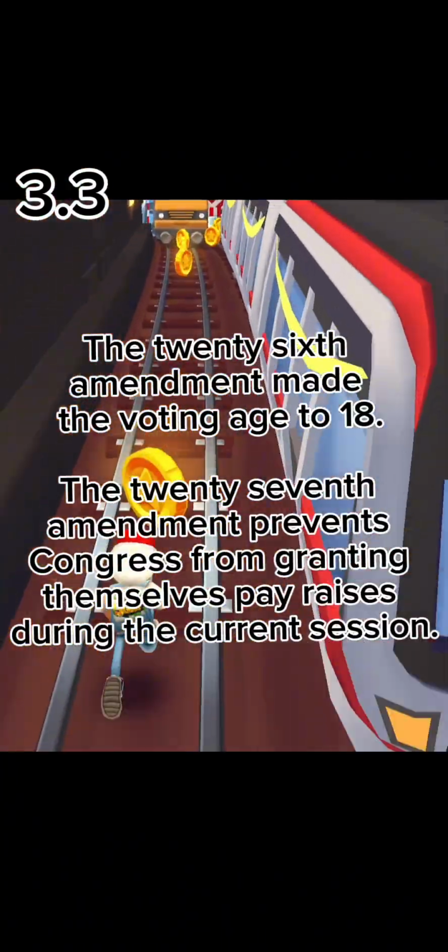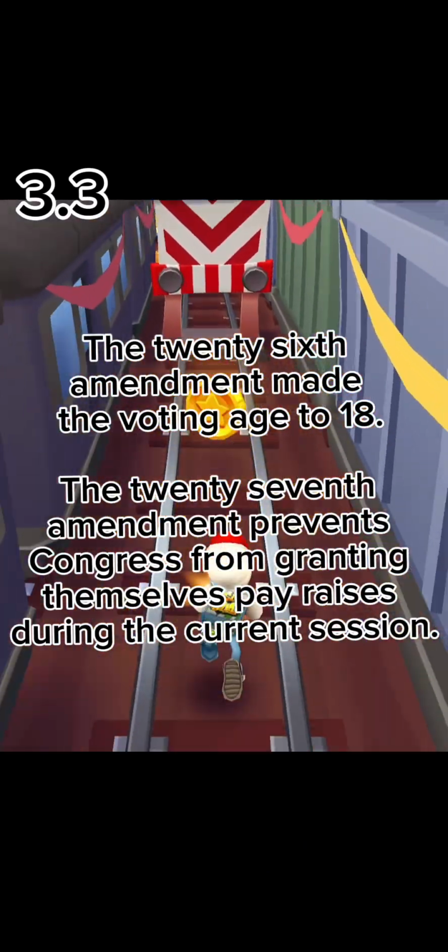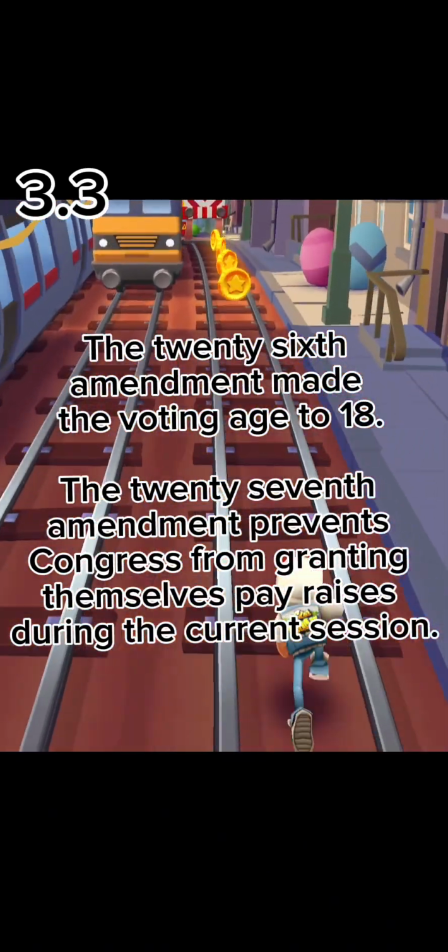The 26th Amendment made the voting age 18. The 27th Amendment prevents Congress from granting themselves pay raises during the current session.